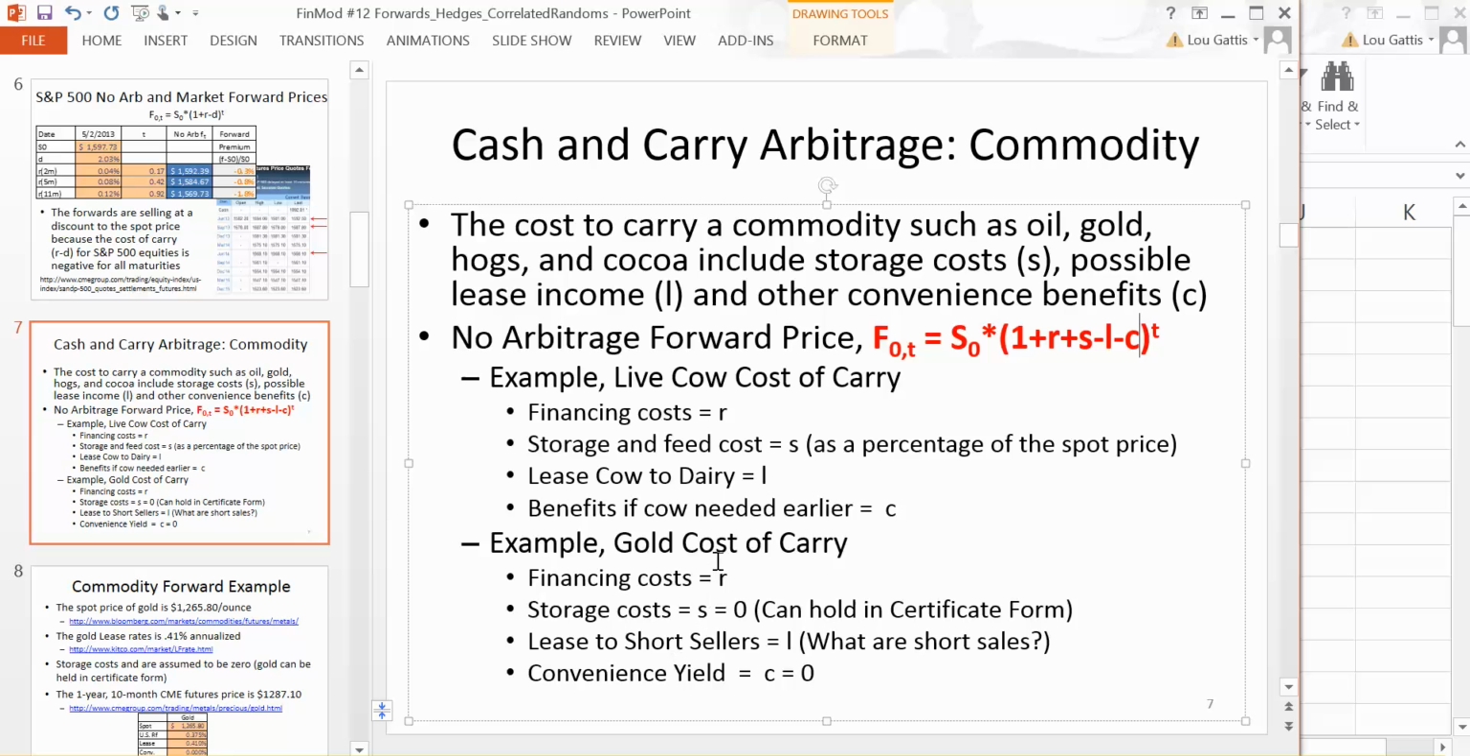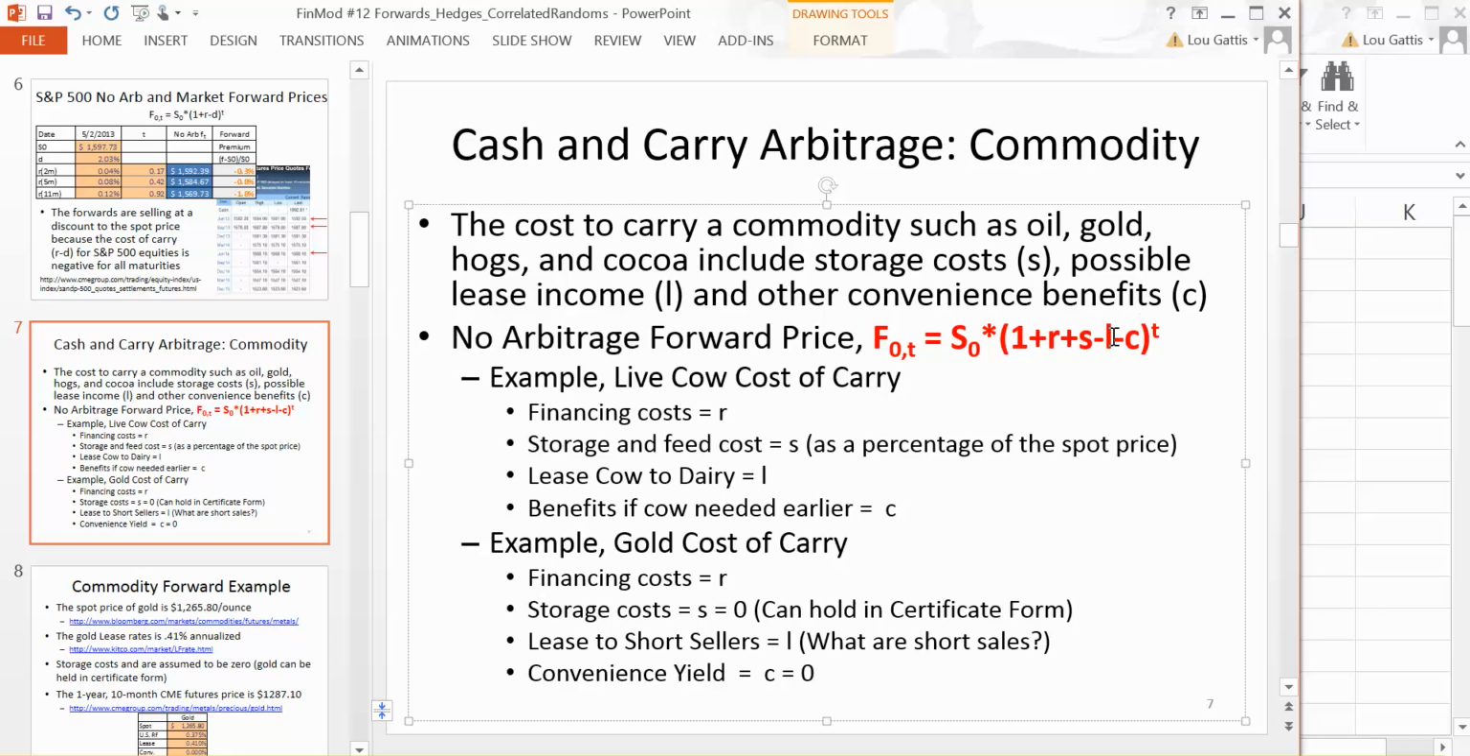Now for gold, forward prices will conform to the same formula. For gold, we're going to finance the position at R, the same as cows. For gold, we generally say there's no storage cost because the gold can be held in certificate form. And we would say a typical user doesn't have any convenience yield for holding gold. But there is an active lease market for gold if you choose to use it.